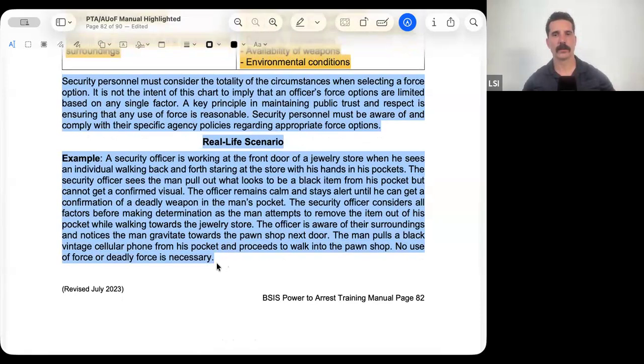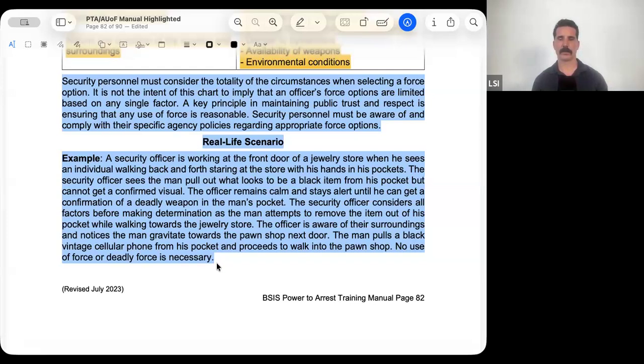Real life scenario. Example: a security officer is working at the front door of a jewelry store when he sees an individual walking back and forth staring at the store with his hands in his pockets. The security officer sees the man pull out what looks to be a black item from his pocket but cannot get a confirmed visual. The officer remains calm and stays alert until he can get a confirmation of a deadly weapon in the man's pocket.